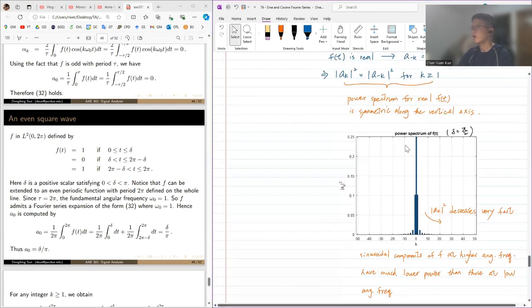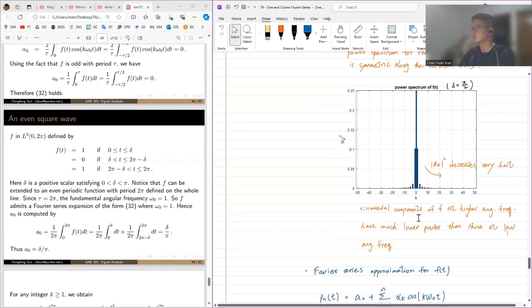Here I have plotted the power spectrum of f for delta equals pi over 2. And as you can see, indeed, the power spectrum is symmetric along the vertical axis for this real function f. And also you can see that the value of the square of the absolute value of ak decreases very fast as k increases. And this implies that the sinusoidal components of f at higher angular frequency have much lower power than those at lower angular frequencies.